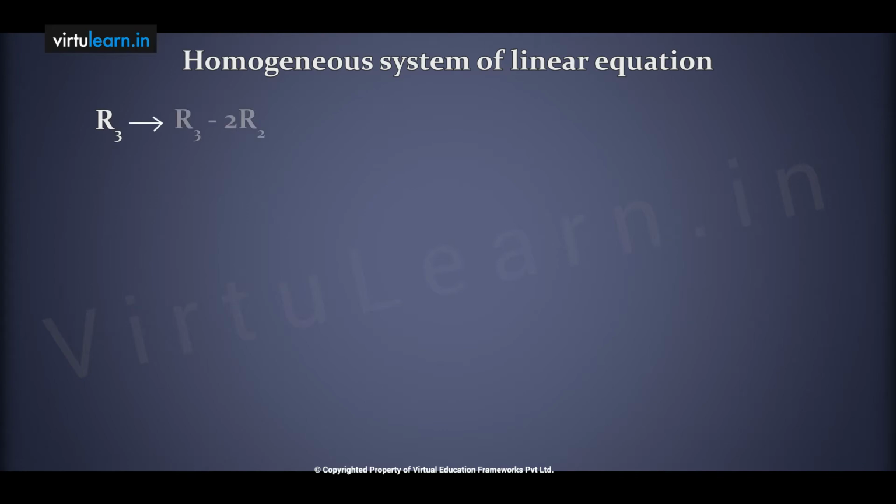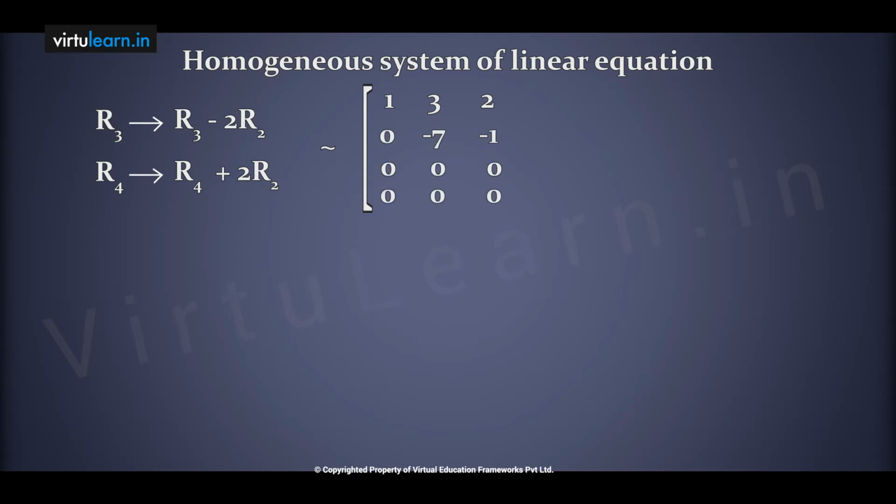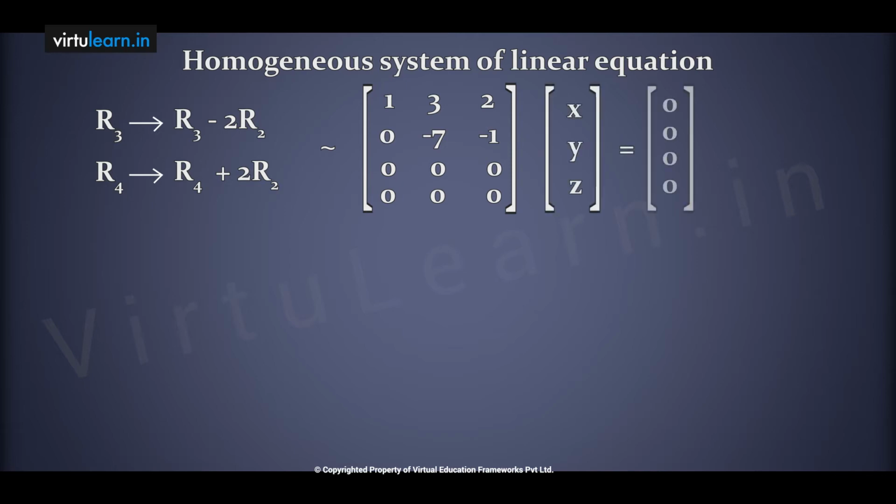R3 changes as R3 minus 2R2, R4 changes as R4 plus 2R2. Why should I write these two operations? Because using the second principal diagonal element, you make the elements below it zeros. Minus 14 is available, so if you want to make those two zeros, you have to apply these operations. After applying these operations, [1, 3, 2; 0, minus 7, minus 1; 0, 0, 0; 0, 0, 0] into x, y, z, and the column matrix is every time 0, 0, 0, 0.